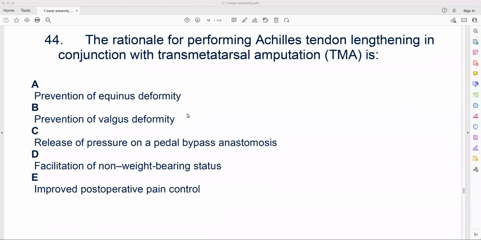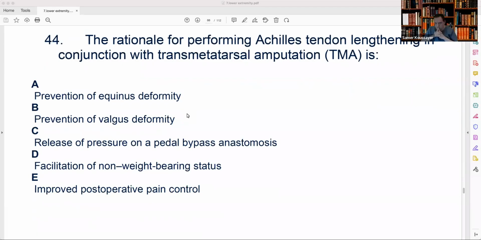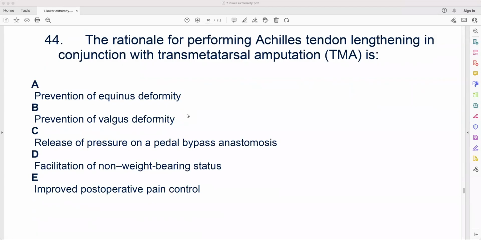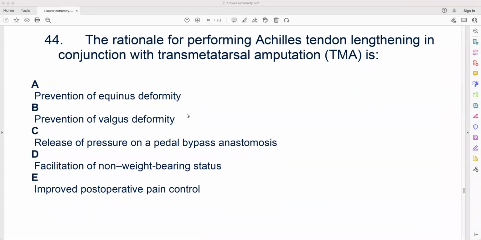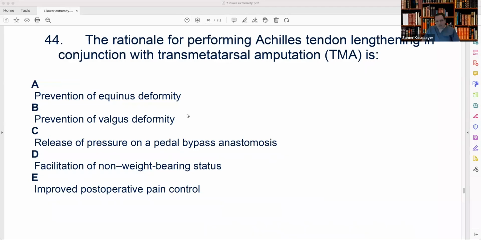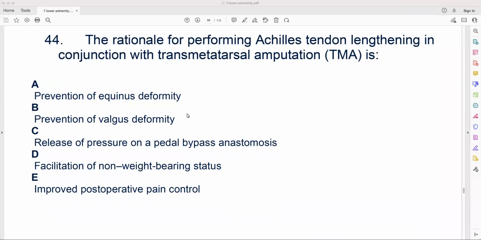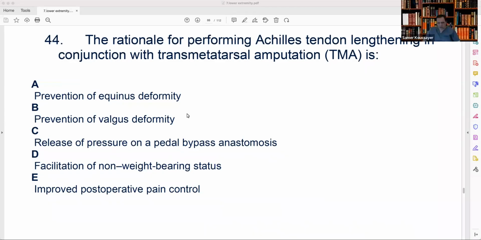The rationale for performing Achilles tendon lengthening in conjunction with transmetatarsal amputation. We don't really do it. The reason is that most of our patients unfortunately don't walk, and rarely do I see patients with transmetatarsal amputation who walk very well. The problem is, when you do transmetatarsal amputations, like below-knee amputation, the stump will go more posterior, because the posterior muscle is strong. The same as the foot. When you cut it, it doesn't stay the same.